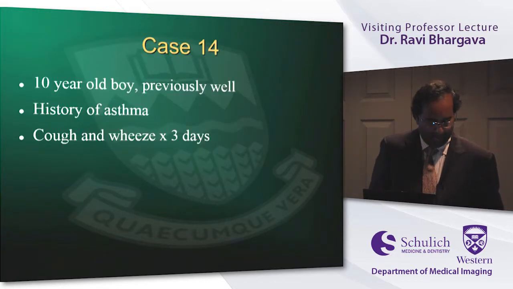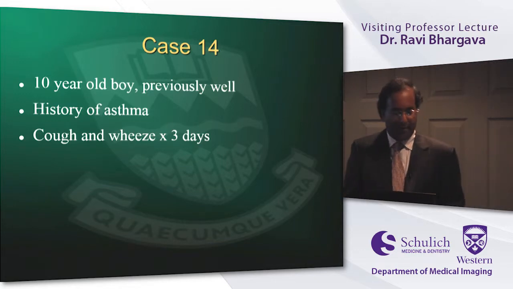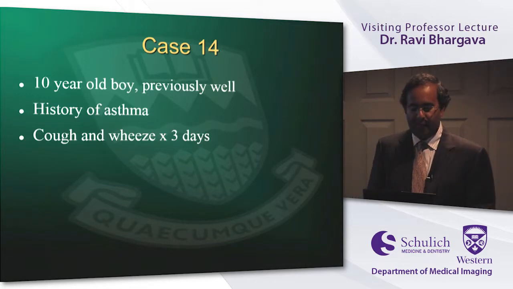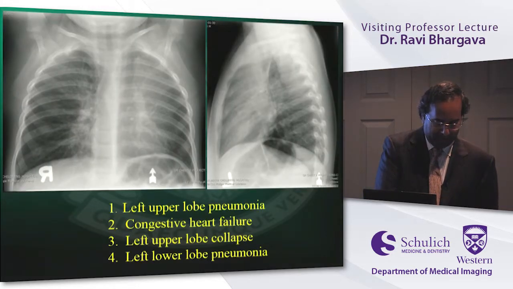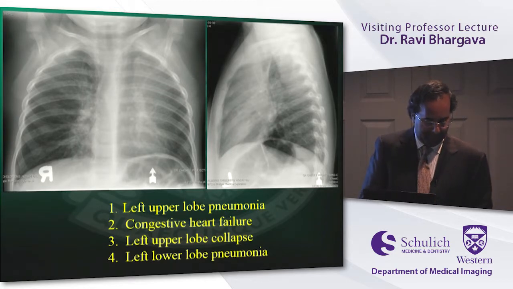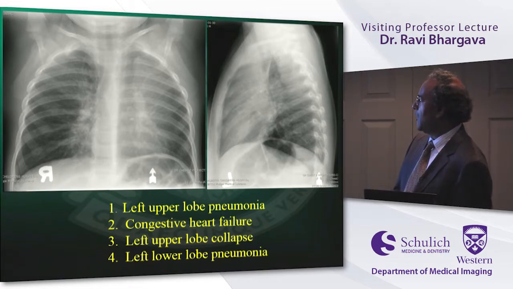Okay. Excellent, you guys are doing great. So the next case is a 10-year-old boy who was previously well, has a history of asthma, and has been coughing and wheezing for 3 days. These are the radiographs that were done. Does this child have left upper lobe pneumonia, congestive heart failure, left upper lobe collapse, or left lower lobe pneumonia?